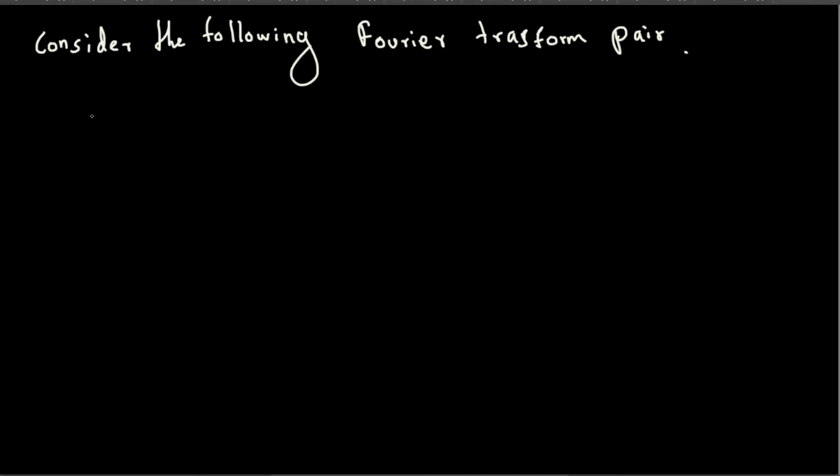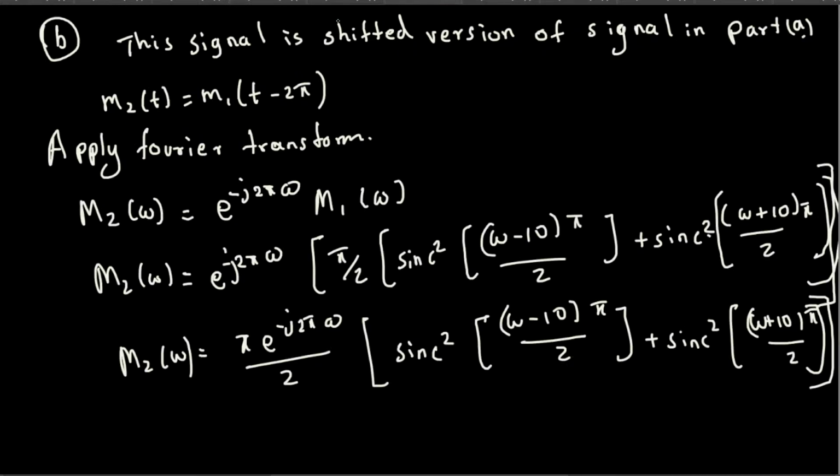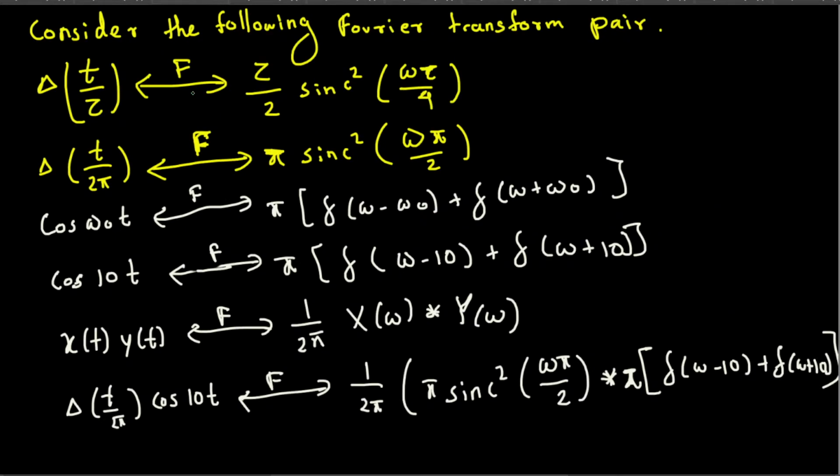Okay, for a rectangular, if we had rect of t over tau, the Fourier transform of that one comes like this: tau sinc omega tau divided by 2. What we had for the triangular, previously, that is, if we had a triangle of t over tau, we had tau over 2 sinc squared omega tau over 4.